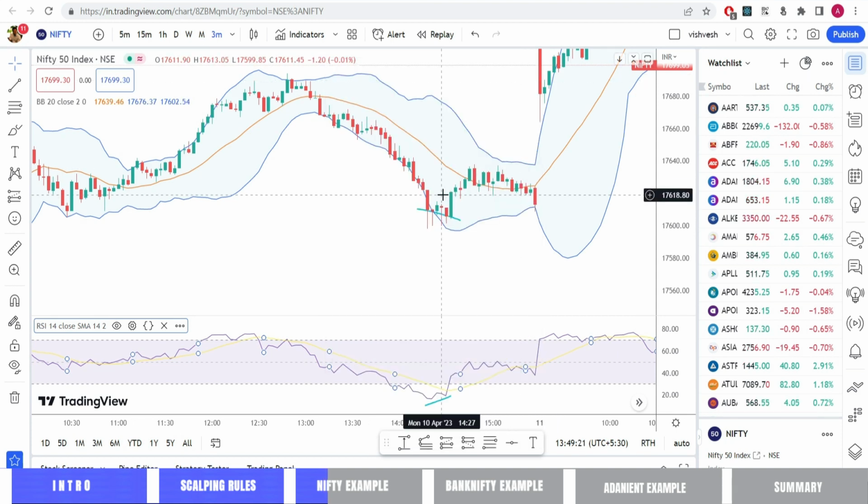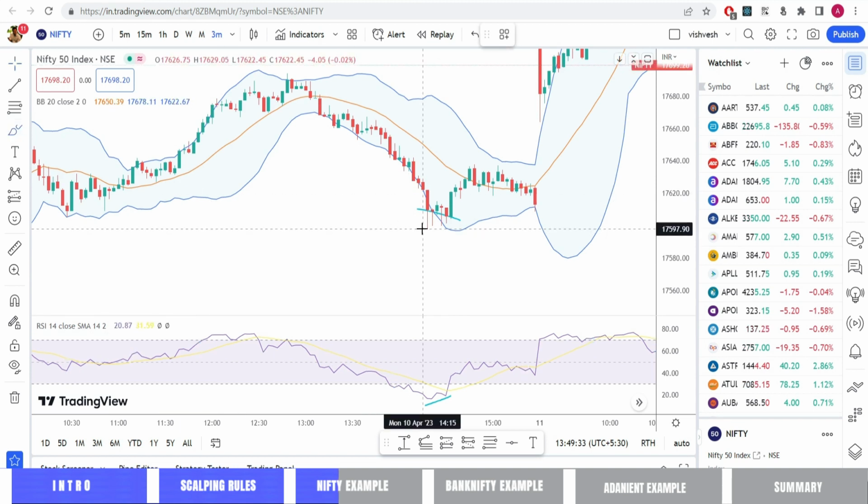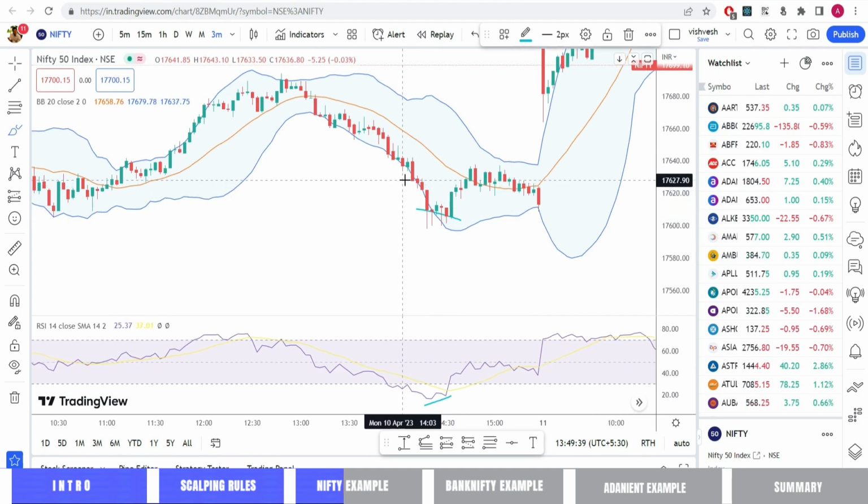So now let me tell you what the strategy is. Essentially, we know that if the stock is below the lower Bollinger Band, so something like this, there is high chance that the stock will go up. But when can we take the entry? If you see here, even here the stock came below the Bollinger Band, right? Even here the stock came below the Bollinger Band.